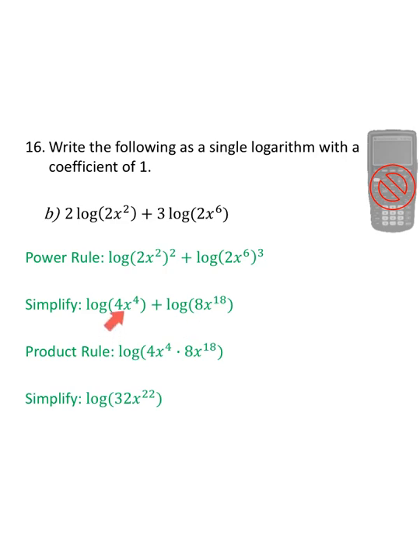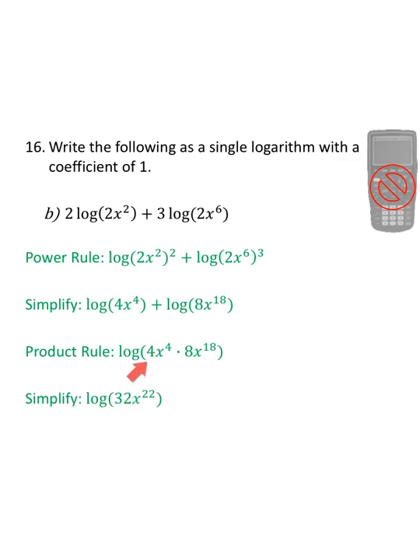Now that I have my arguments of the log, that's the inside part of the log, simplified, my addition turns into multiplication. And so I just straight up write it. It's log of 4x to the 4th times 8x to the 18th. It's not log times log, it's log of, and I only multiply the insides.